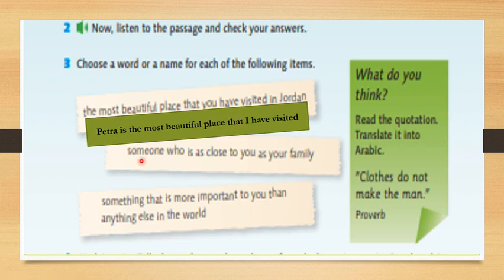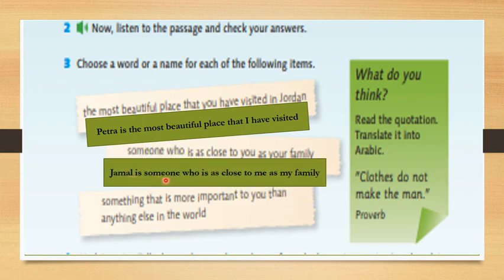Look at the second sentence. Someone who is as close to you as your family. And the answer: Jamal is someone who is as close to me as my family. Who is as close to me as my family.